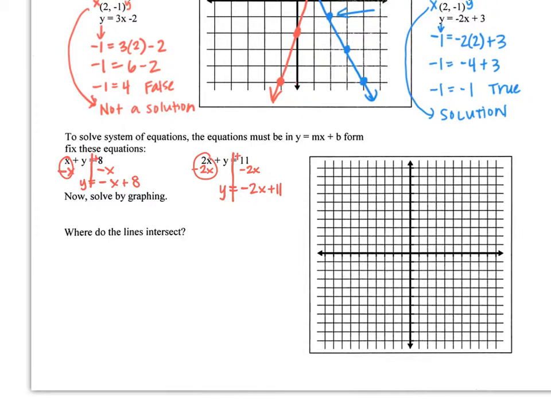Now we're going to solve this by graphing. And now I'm going to go through this pretty quickly, just because the whole intention of showing you this was to show you how we get y equals mx plus b if it doesn't look like it. So the y equals negative x plus 8.